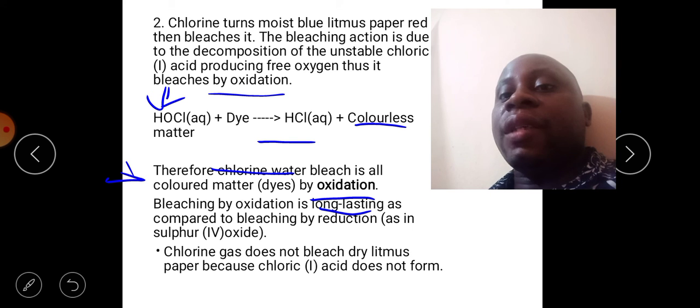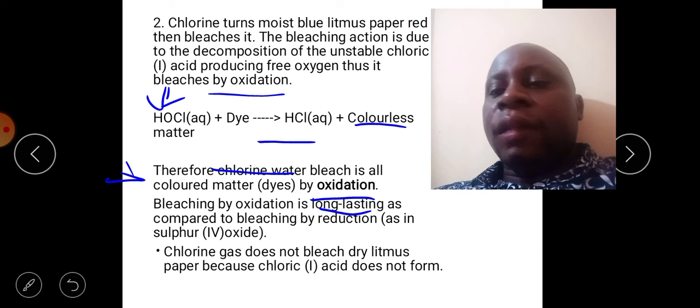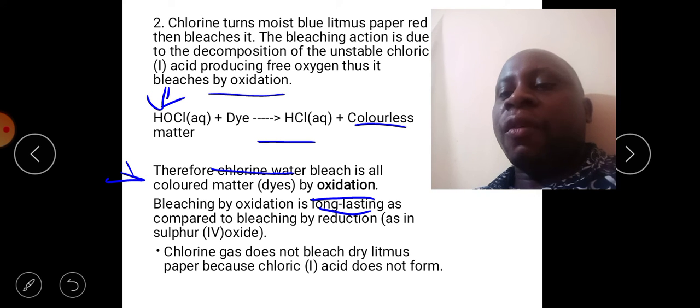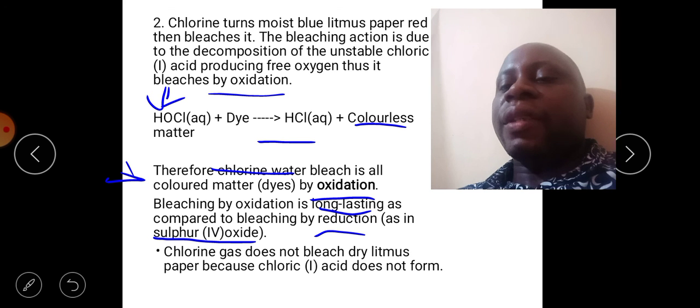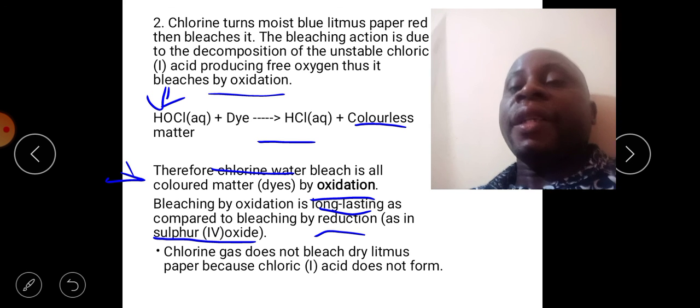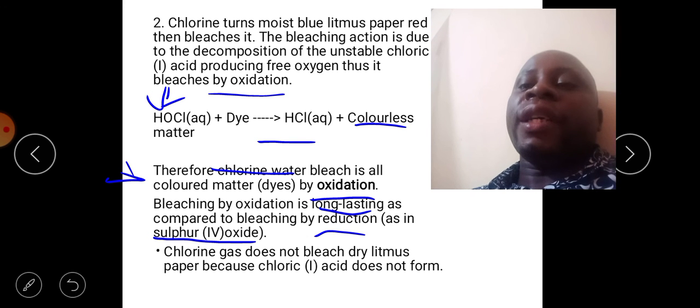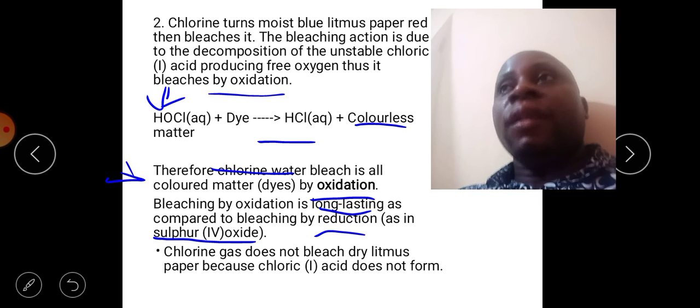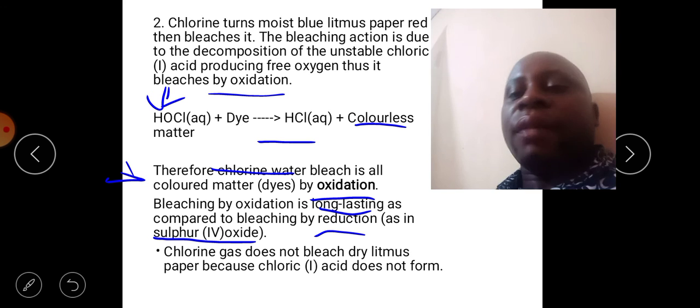So bleaching, as we have said, is by oxidation, and this bleaching is long lasting. It does not actually fade because it is by oxidation, unlike when you are using sulfur 4 oxide, where the bleaching action is by reduction. When that particular bleached material is exposed to the atmosphere, it gains oxygen again, hence reforming the colored matter. We shall see later.